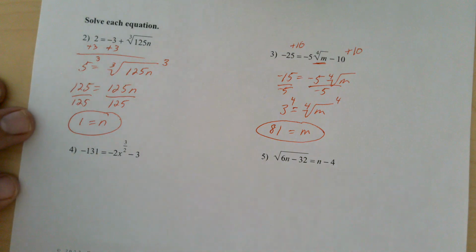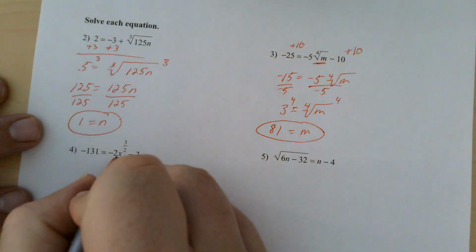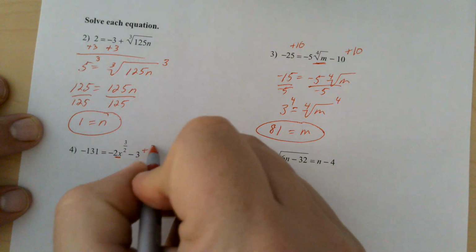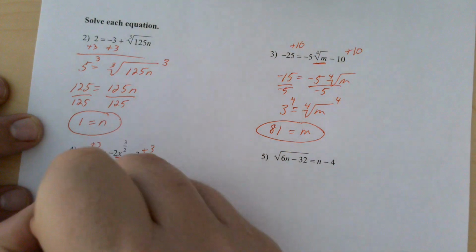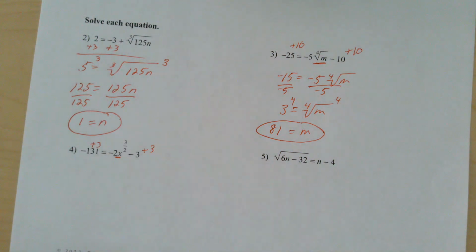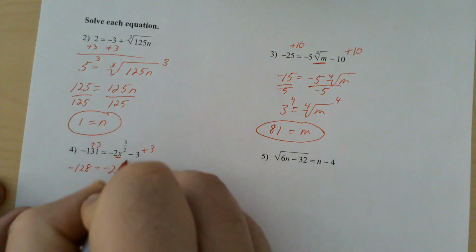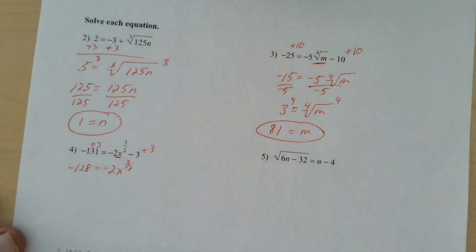For number 4, very similar. It's going to take really 3 moves to get an answer. My first move is to add a 3. So when I add, I'm going to use a calculator just because I know I'm going to end up having to divide. So when I add a 3, I get negative 128. So there's your first move.